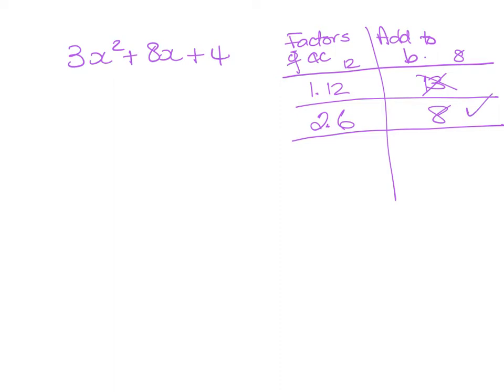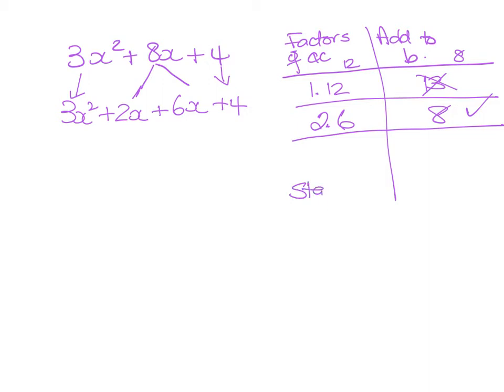The next step is, instead of writing this with 3 terms, we're going to take this middle term and split it into 2 terms. So we bring down the 3x squared. This 8x we are going to turn into 2x plus 6x. So it's the same 8x, it's just that we're splitting it into 2x and 6x. And then we just bring down the plus 4. Now we have a polynomial with 4 terms, and we can now factorize by grouping.